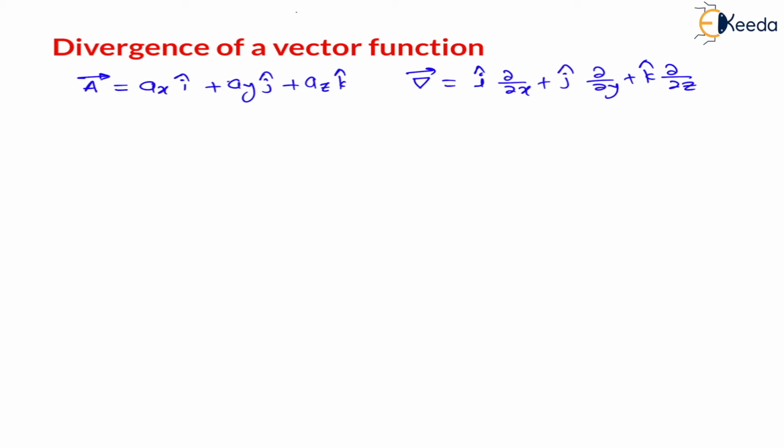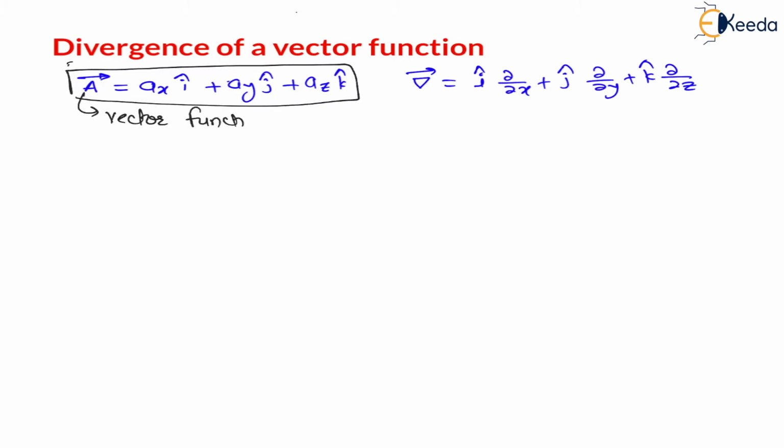Now here divergence is defined only for vector quantity. In previous lectures we have seen gradient, and gradient was defined only for the scalar function, but here divergence is defined only for the vector function. Therefore let us say my vector function is A. I will say A is a vector function, any random vector function. Later we will see what is the real application in real life, right?